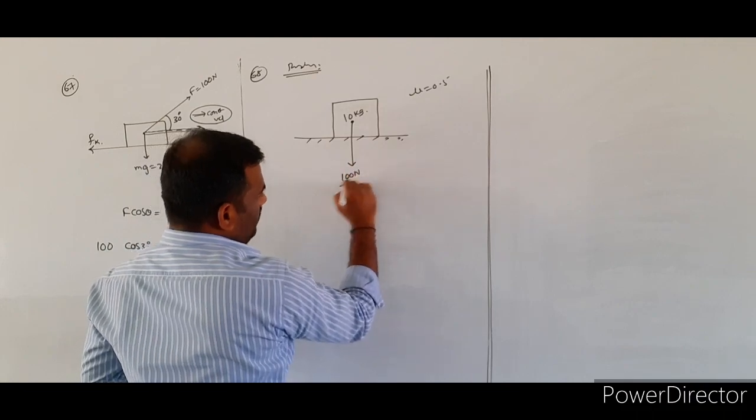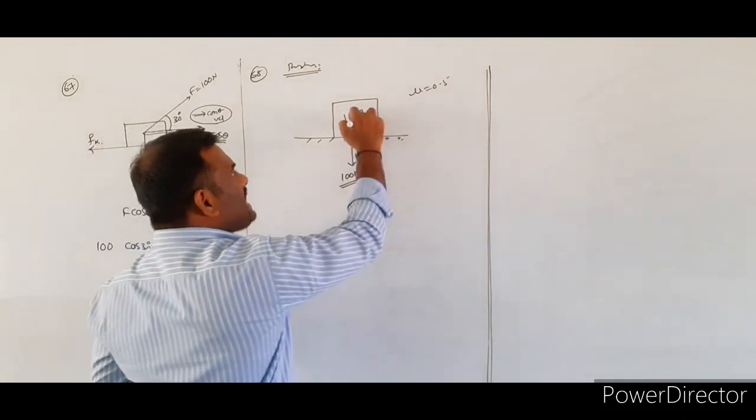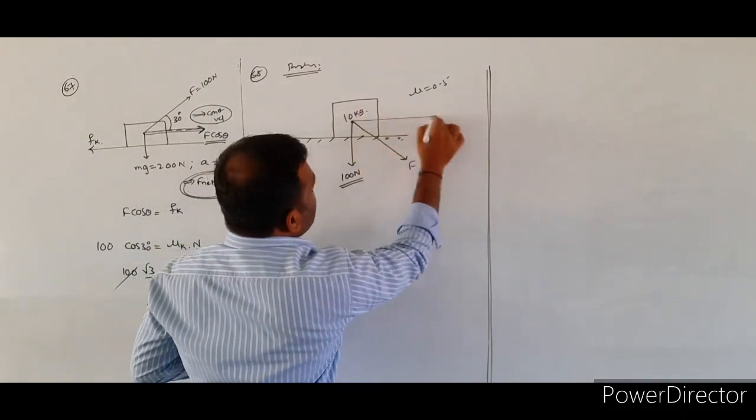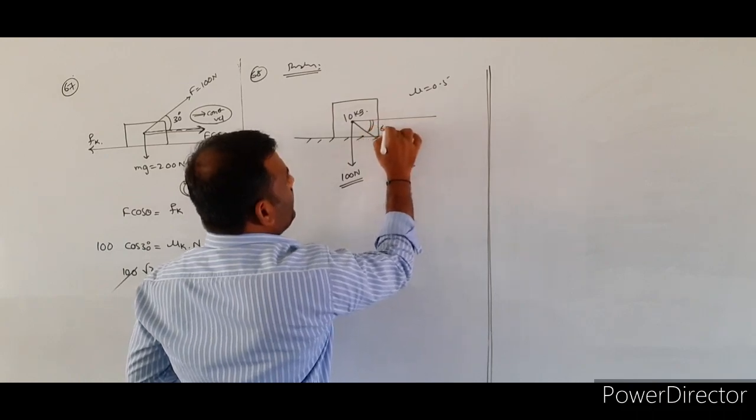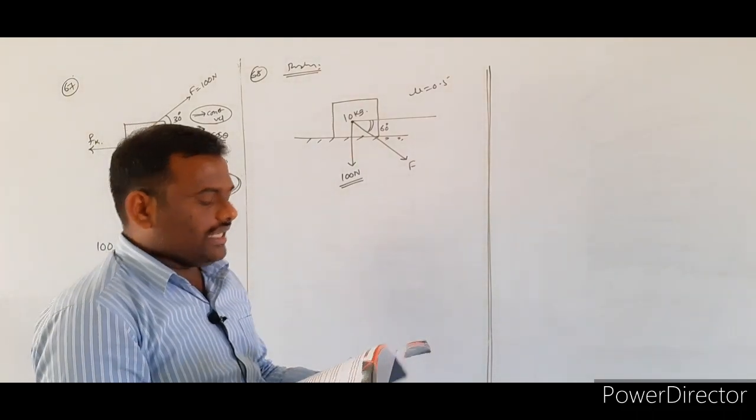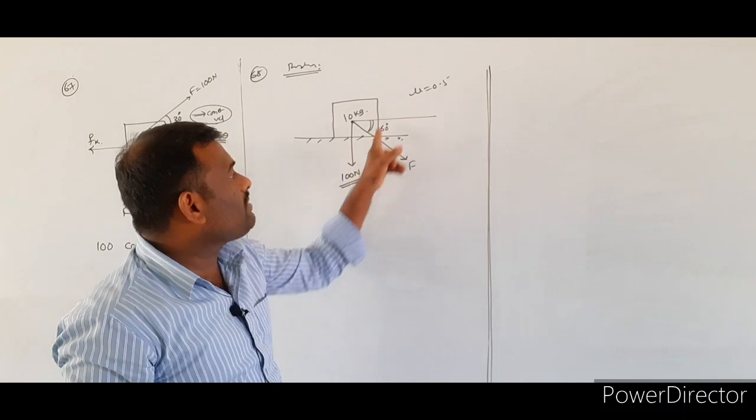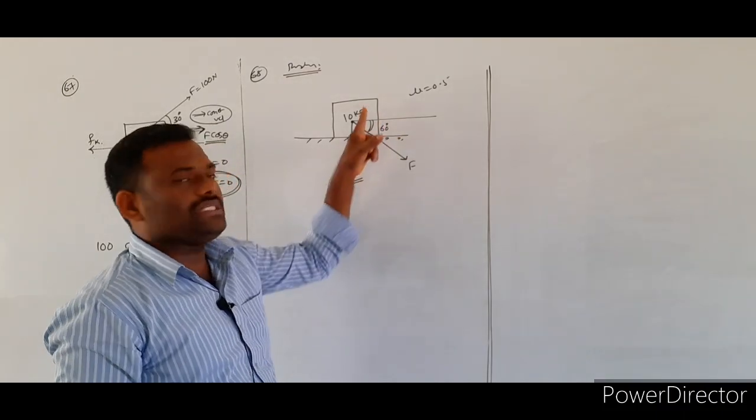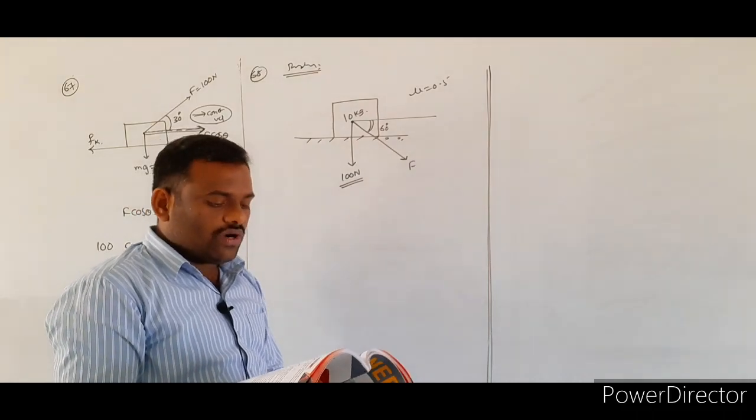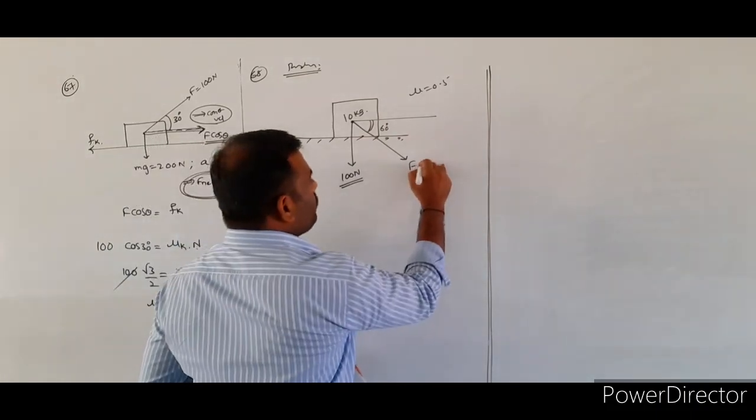100 Newton. Weight is acting in the vertically downward direction and a force is acting on the block. The force is acting on the block which is making 60 degrees with respect to the horizontal. Like that a downward force is acting on the block which is making an angle of 60 degrees with respect to the normal. Then how large can it be without causing the block to move? So, we have to calculate the applied downward force value.